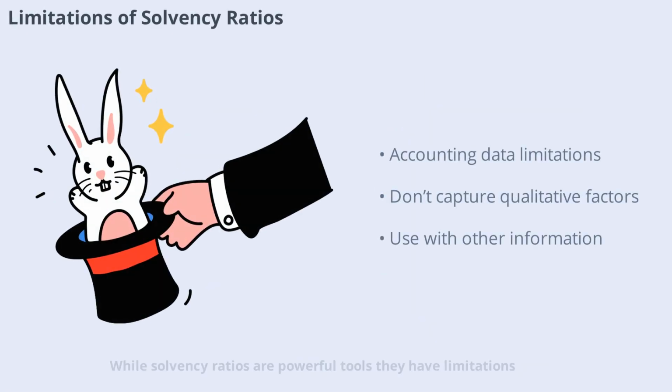While solvency ratios are powerful tools, they have limitations. They rely on accounting data, which can be influenced by management decisions or accounting policies. Ratios also don't capture qualitative factors like management quality or market conditions. That's why it's important to use solvency ratios alongside other financial and non-financial information for a complete analysis.